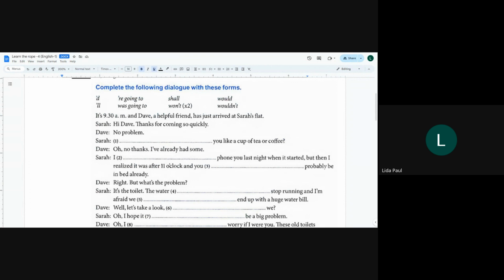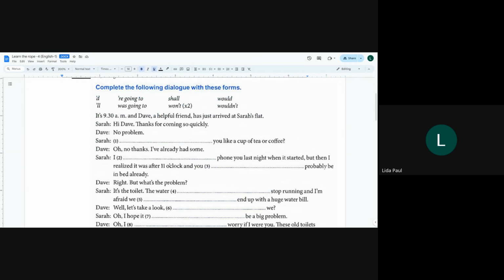Dave: Oh, no thanks. I've already had some. Sarah: I dash phone you last night when it started, but then I realized it was after 11 o'clock. The first blank is filled with: I was going to phone you last night when it started, but then I realized it was after 11 o'clock. So I was going to is your blank here.